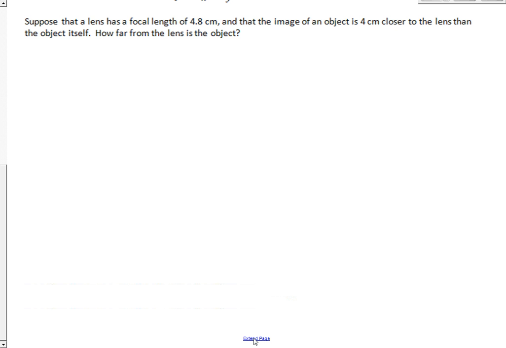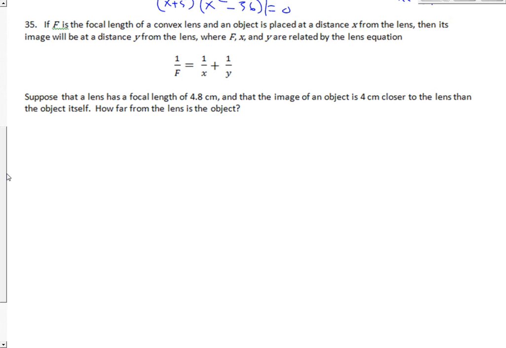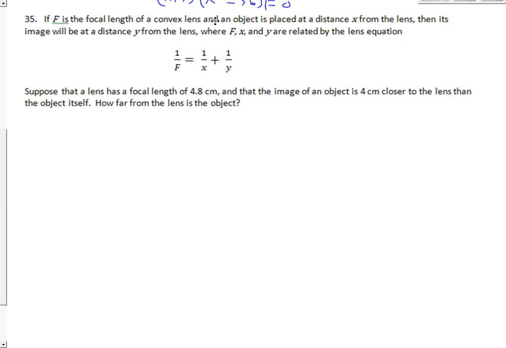Looking at number 35, if f is the focal length of a convex lens and an object is placed at a distance x from the lens, then its image will be at a distance y from the lens, where f, x, and y are related by the lens equation of 1 over f equals 1 over x plus 1 over y. Suppose the lens has a focal length of 4.8 centimeters. F is the focal length. Okay, so f equals 4.8.